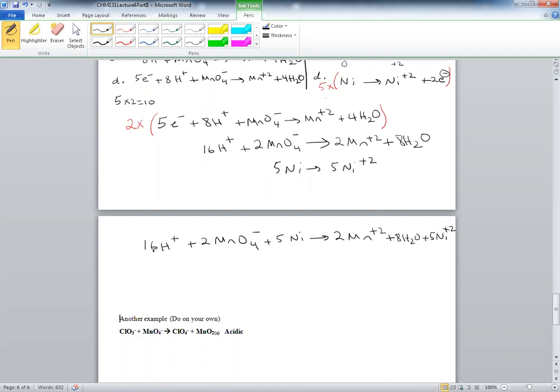Finally, the charges, we have 16 positive charges. 16 times positive 1 is plus 16. 2 negative charges. Let me put this in. So minus 2. That gives us a plus 14. On this side, we have 2 times positive 2. So that's a plus 4. And 5 times positive 2. That's a 10, which is also plus 14. Voila. That tells us that it's finally balanced.